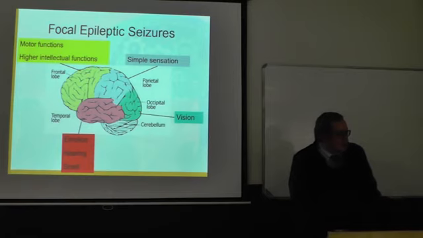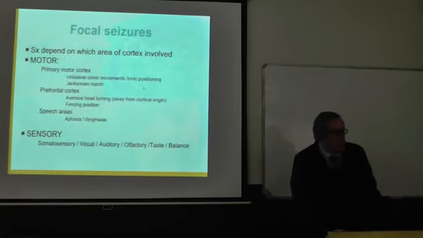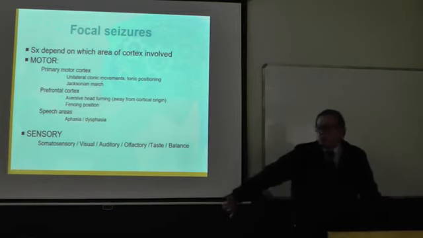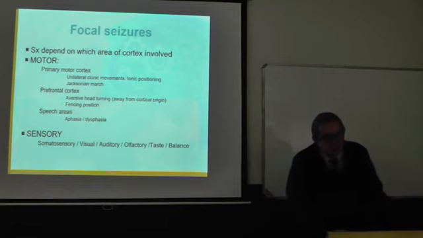So you can then see that frontal lobes will involve high intellectual functions, parietal lobe, sensation, occipital lobe, vision, temporal lobe, emotion, hearing or smelling. So you can then see that if the motor cortex is involved, it may be lateral clonic movements, or it may be tonic posturing, or it may be the classic Jacksonian march.